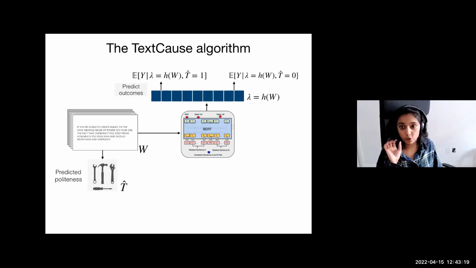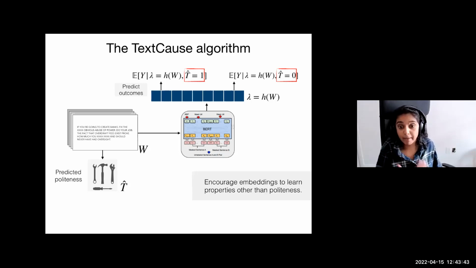So the key here is there are two classifiers that we train. One on the documents that the proxy has labeled as being polite, and a separate classifier on the documents the proxy has labeled as being impolite. The hope is that by conditioning on this politeness information as well, we encourage Lambda, the embeddings, to learn all the other stuff that's predictive of response time other than politeness.